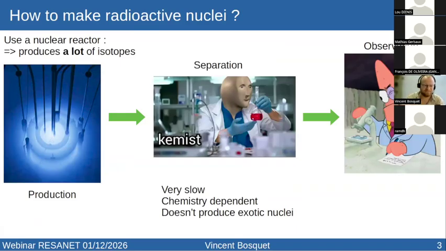So a very crude way would be to use a nuclear reactor. That would produce a lot of isotopes, but then you will need to do chemistry to separate them. And then you'll be able to observe your radioactive nuclei. This method is very slow. It's chemistry dependent, and it does not access exotic nuclei because it's very slow.